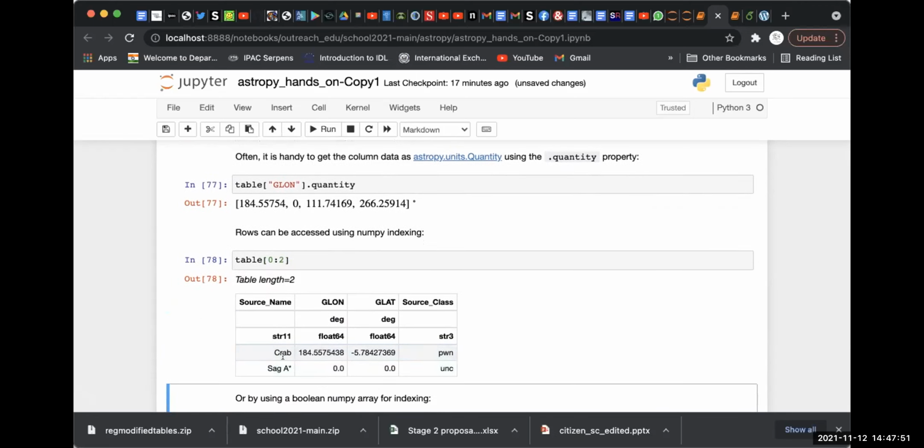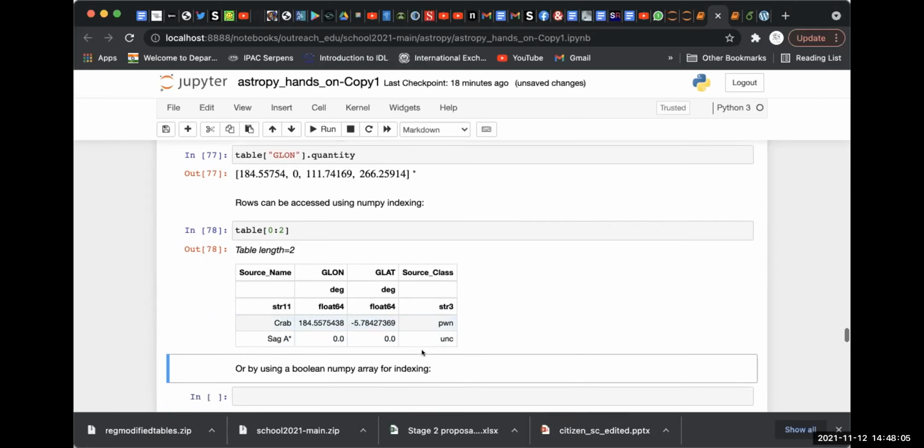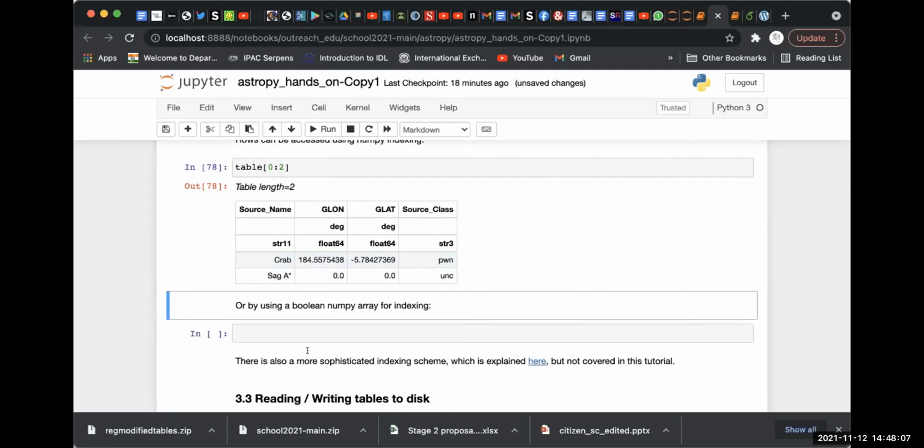So it's only going to give me 2 objects, which is Crab and Sagittarius. If you remember when we did slicing in NumPy, 2 is not counted. So the index which will come is only 0 and 1. It does not include 2. So 0 was Crab, and the second one is Sagittarius. So you're getting this, right?